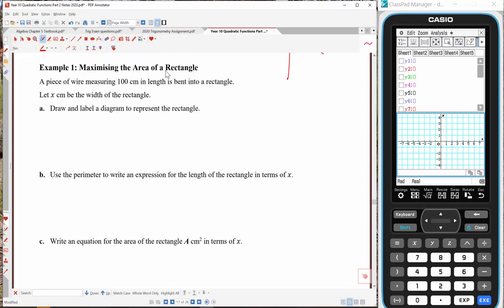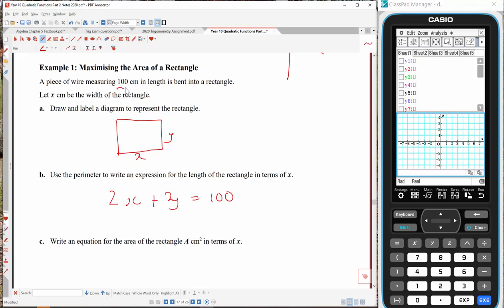So we're going to maximize the area of a rectangle. A piece of wire measuring 100 centimeters in length is bent into a rectangle. Draw and label a diagram to represent the rectangle where X is the width, and let's just say that Y is the length. Use the perimeter to write an expression for the length of the rectangle in terms of X. So the perimeter is going to be 2X plus 2Y equals 100.